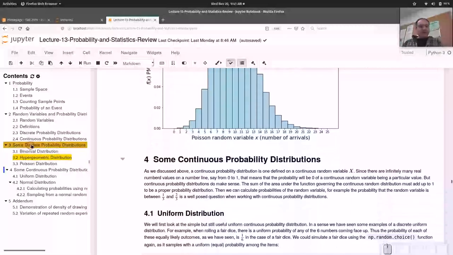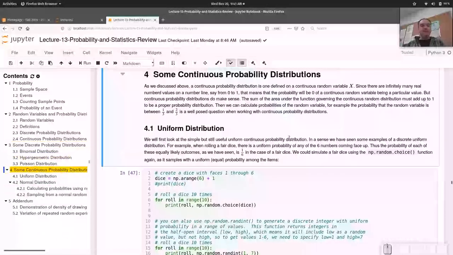So those were discrete distributions that we looked at. Now I want to turn to looking at some continuous probability distributions. We'll just look at two, and we'll look at our first one quickly. The first one we'll mention is the uniform distribution. This is a very simple distribution. It's continuous, but it's still very useful. So we use uniform distributions a lot.